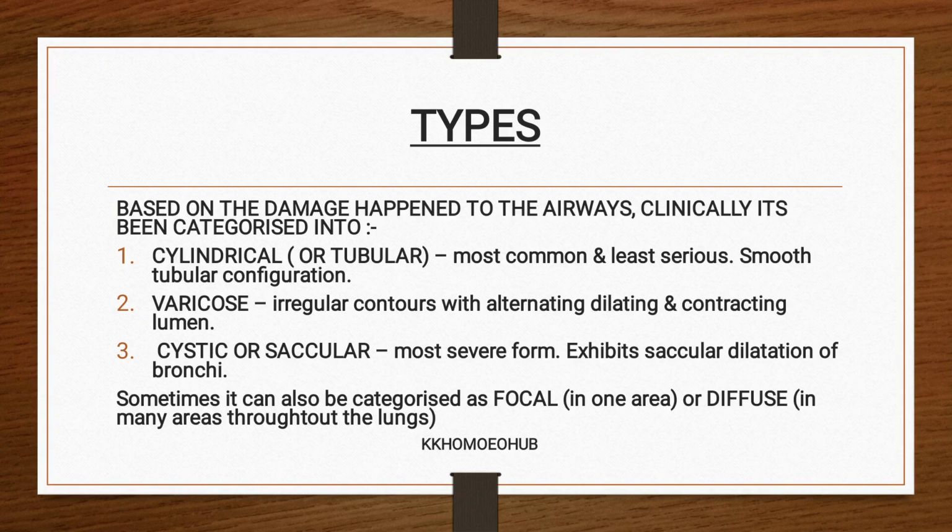Sometimes it can also be categorized as focal or diffuse. Focal is nothing but occurring in one area in the lungs. Diffuse is nothing but the bronchiectasis occurring in many areas throughout the lungs.